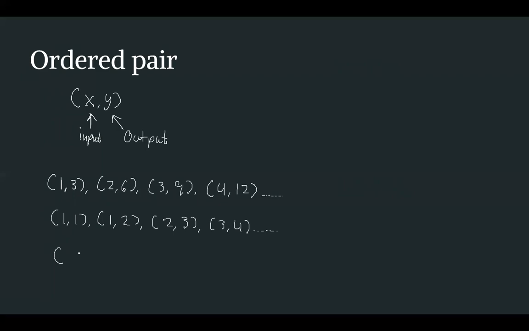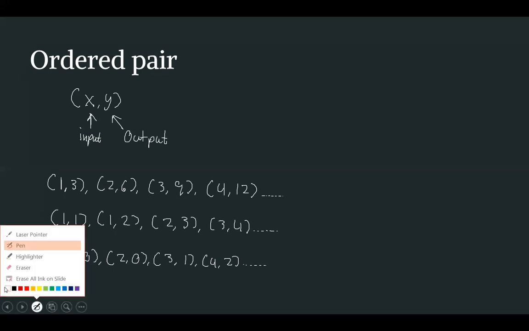So again, let's go back here. Let's just say I have this one: 1, 0; then 2, 0; then 3, 1; then 4, 2, and so on. I want you to look at the first example, the first set of ordered pairs, which is this one: 1, 3; 2, 6; 3, 9; and 4, 12. What did you notice?